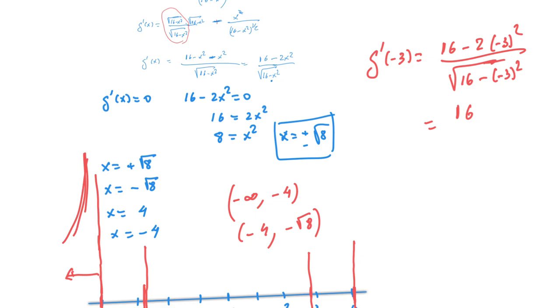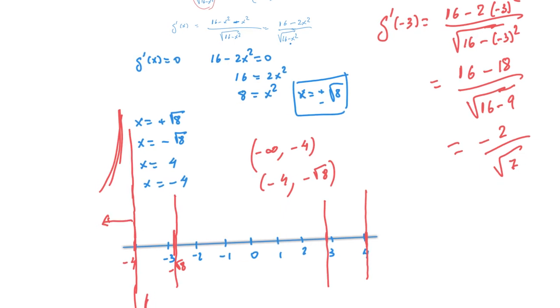9 times 2 is 18. Divide by the square root of 16 minus 9. So it will be minus 2 divided by the square root of 16 minus 9, which is 7. So it's negative. We don't have to calculate further. We know that in this interval the slope is negative. So let's put a negative here.